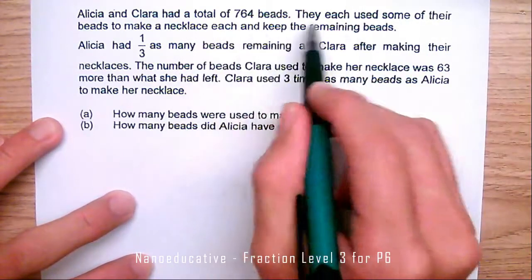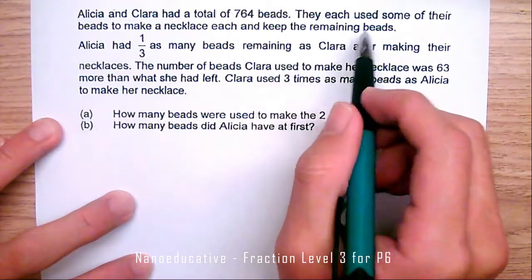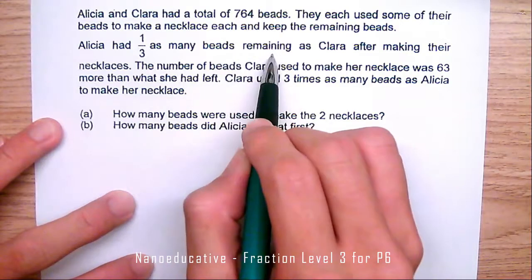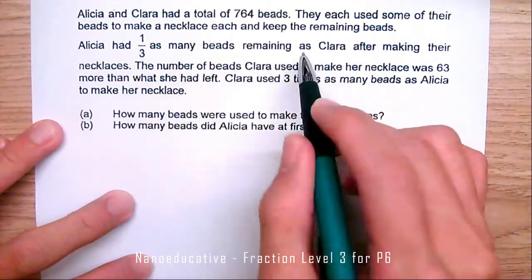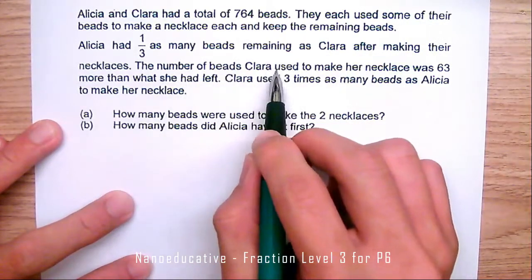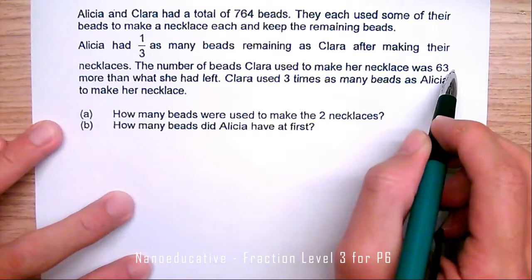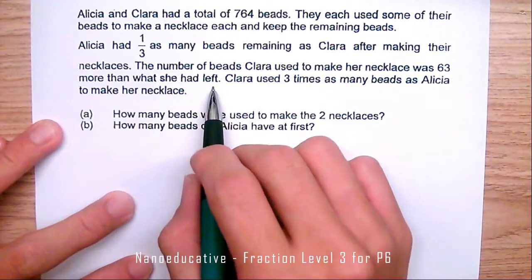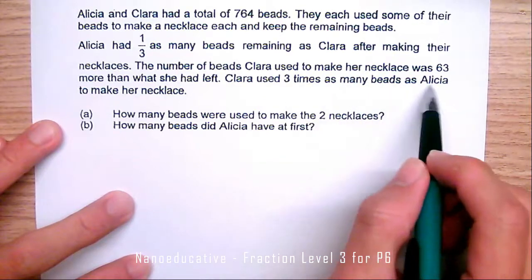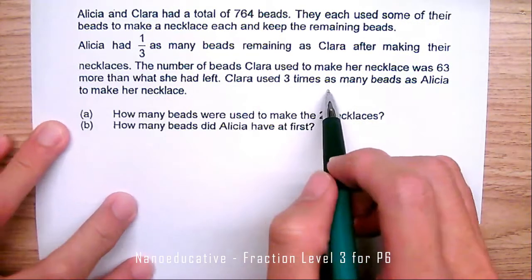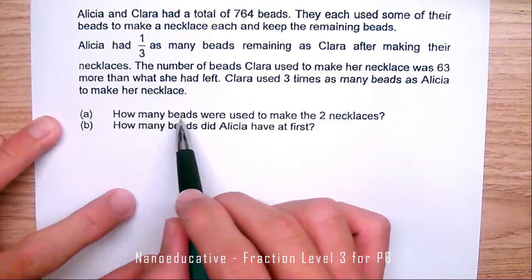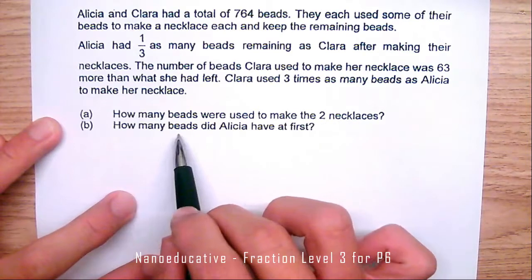Now, they said they use some of the bits to make the necklace each and keep the remaining bits. Then they said that Alicia had 1/3 as many bits remaining after making the necklace compared to Clara. And the number of bits that Clara used to make her necklace was 63 more than what she had left. Followed by Clara used 3 times as many bits as Alicia to make her necklace. Number of bits for each necklace for each person is not the same. Then the question is, how many bits were used to make the 2 necklaces? How many bits did Alicia have at first?